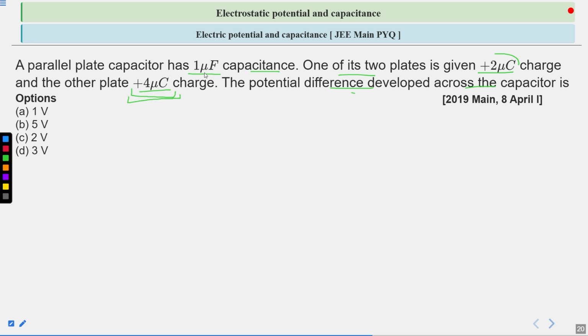So this capacitor has 1 microfarad capacitance. The potential difference developed across the capacitor is: options are 1 volt, 5 volt, 2 volt or 3 volt. I will give you some time to think about it.